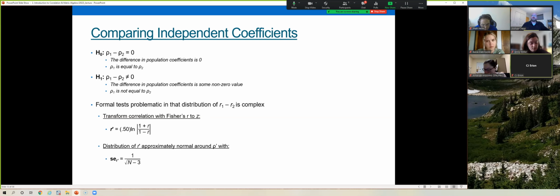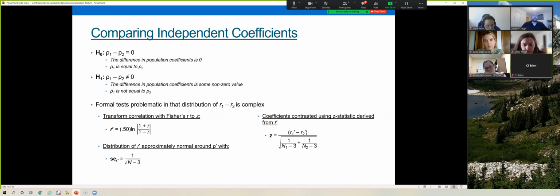Okay. And if we do that, what we know is that the distribution of R prime is approximately normal around the population coefficient with a standard error equal to 1 over the square root of n minus 3. So what we can then do is calculate a z statistic based on these R prime coefficients that we've calculated.